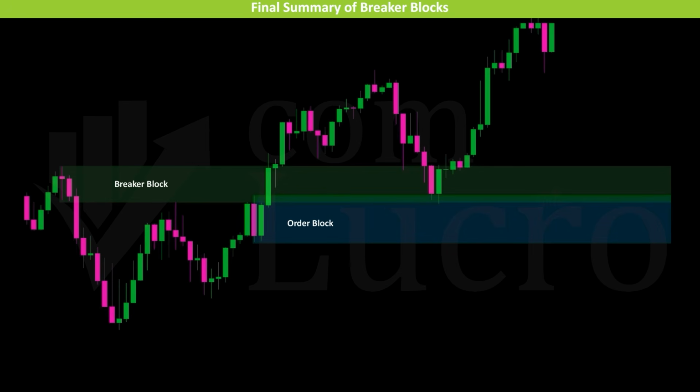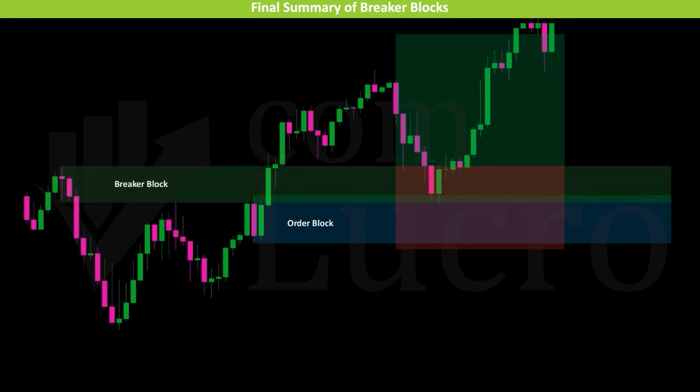Another strong setup appears when a breaker block forms in conjunction with an order block. In this case, the order block develops near the breaker block zone. These setups are powerful because they mark areas where many orders were previously executed and where positions may still be active, increasing the probability of a retest. In this final scenario, we identify a valid breaker block paired with an order block. The entry is placed at the highest point of the breaker block, and we wait patiently for price to return and activate the trade.